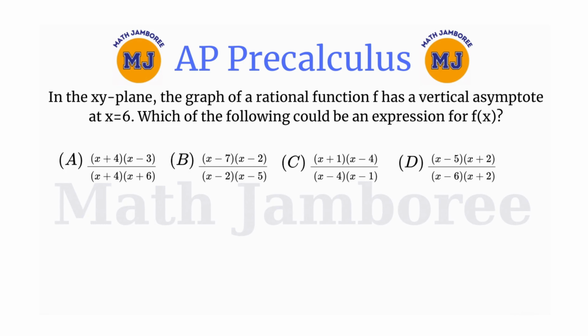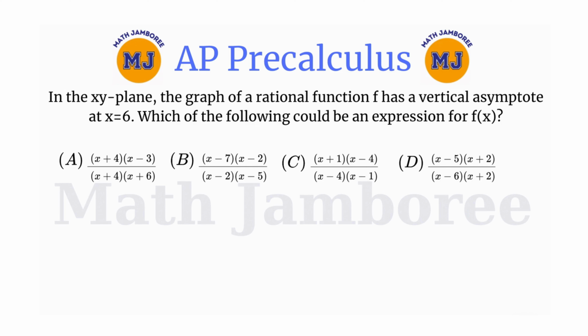In this video, we have another AP Precalculus type of question from the topic of rational function and vertical asymptote. Let's solve it together. In the xy plane, the graph of a rational function f has a vertical asymptote at x equals 6. Which of the following could be an expression for f of x?